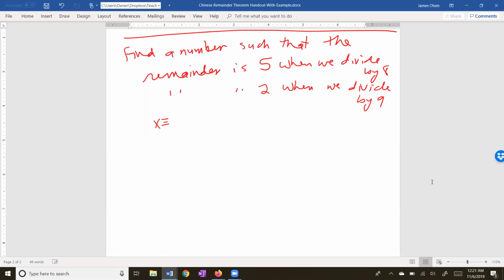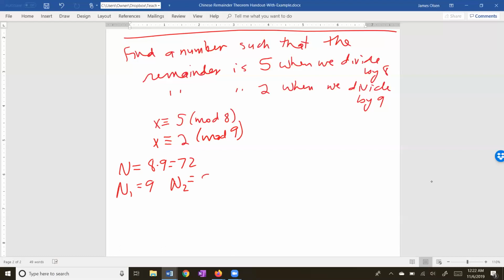This is equivalent to x is congruent to 5 mod 8, and x is congruent to 2 mod 9. And I think I'm going to go ahead and use the Chinese Remainder Theorem method rather than the first principles method. So, looking at our notation here, B1 is 5, B2 is 2, little n1 is 8, little n2 is 9, and 8 and 9 are relatively prime. So I'm going to calculate n. That's 8 times 9, which is 72. Cap n1 is 8 times 9 with 8 left out, which is just 9. Cap n2 is 8 times 9 with 9 left out, which is 8.